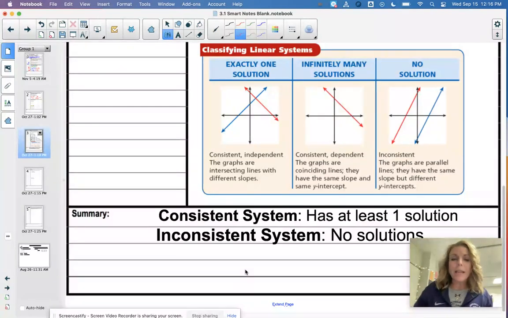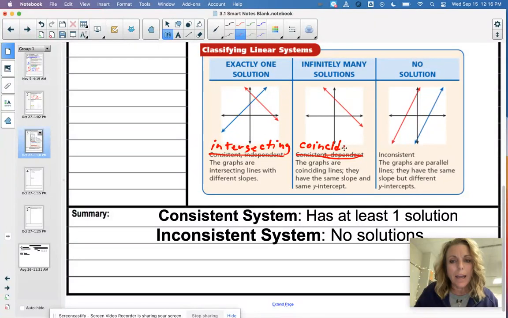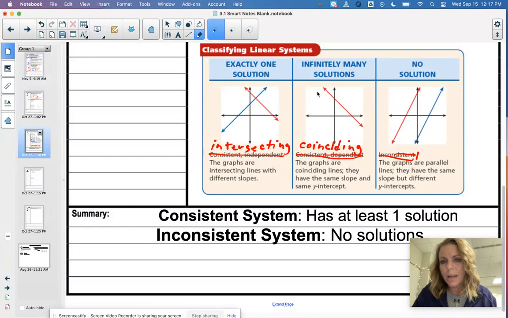Another name that I like to use, instead of consistent, sometimes independent. In geometry, you call these intersecting lines. And when they're consistent and dependent, we call them coinciding lines. And when they're inconsistent, we call them parallel lines. It's not letting me write on the board here, so let's try that again. Right there. We call them parallel lines.